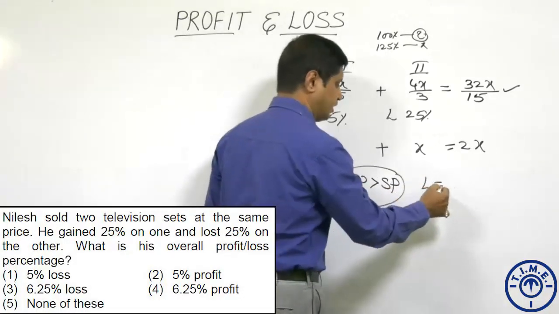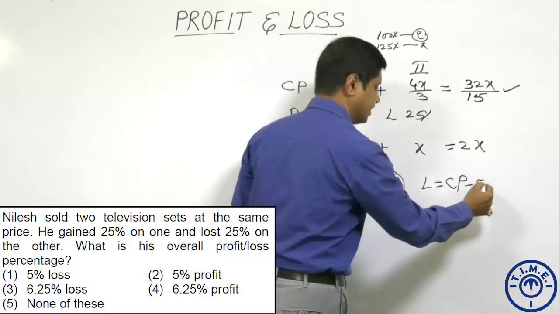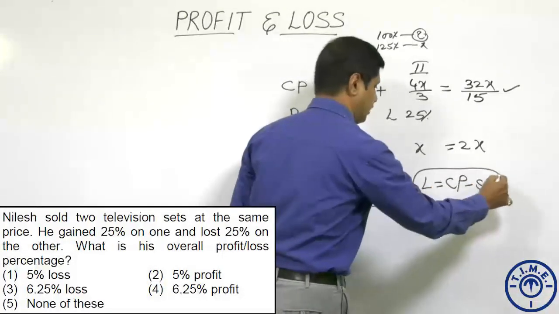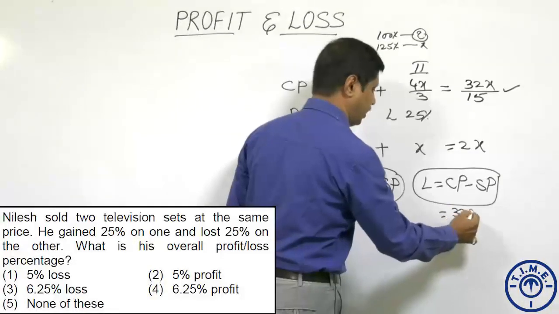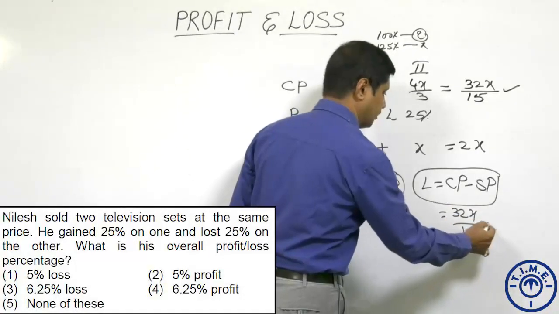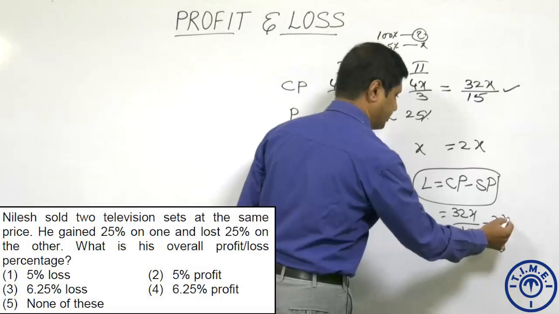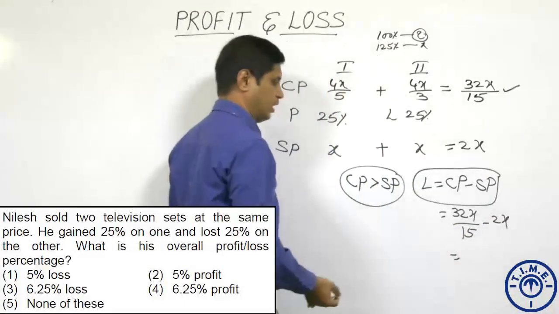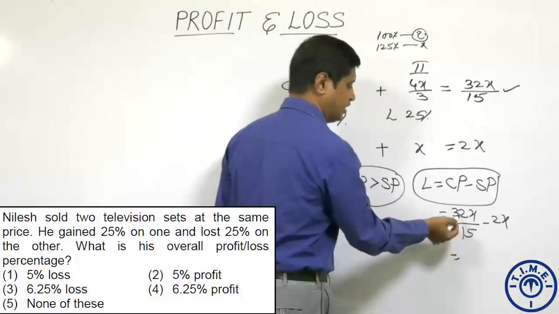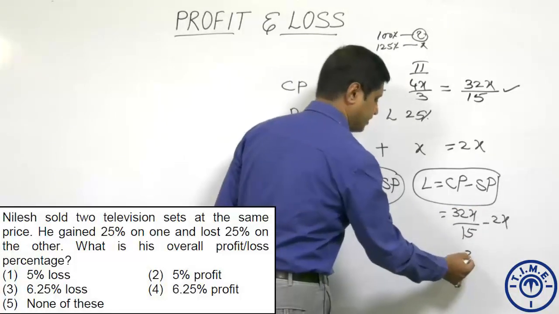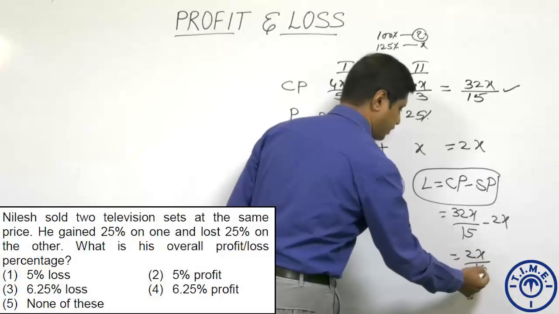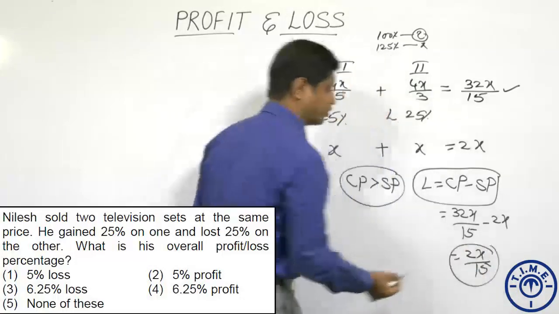Now, what is the loss? Loss means CP minus SP. The value of the CP is 32X by 15. The value of SP is equal to 2X. Now, solving this, 15 into 2 is 30. 32 minus 30 results in 2X by 15. The loss value is 2X by 15.